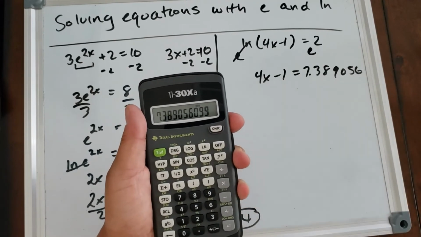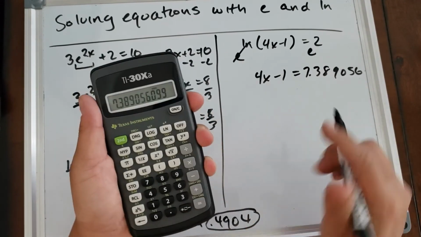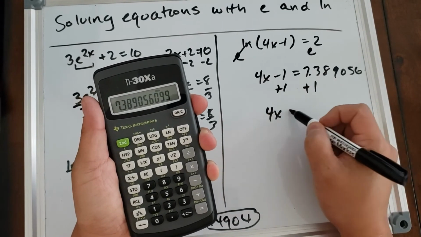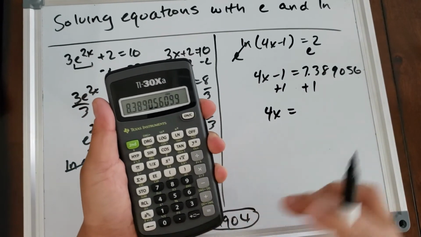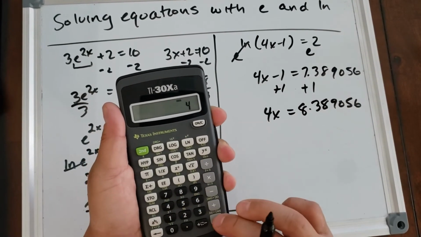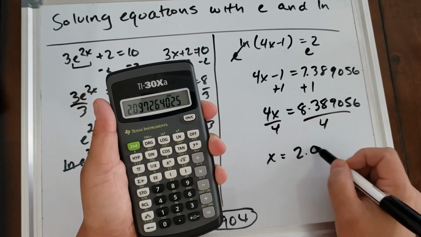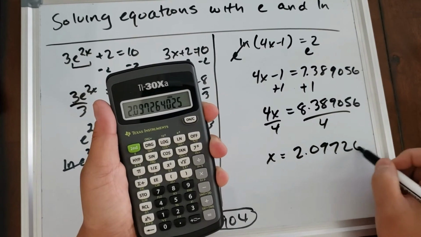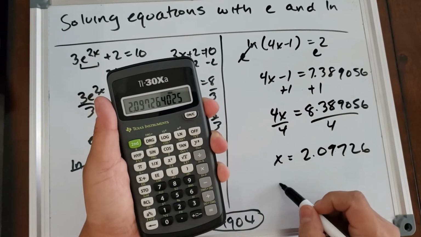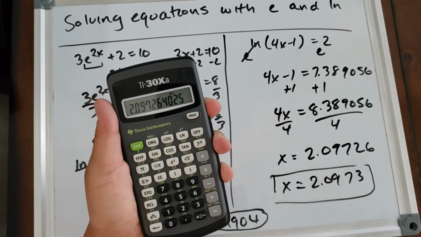So that's going to be 7.389056. So again, before we do our final solve, I want 6 decimal places. Then to solve this, normal solve, I'm going to go plus 1, right? So 4x equals, I'm just going to click plus 1 in the calculator. Don't retype that number in. That's 8.389056. And then I hit divided by 4. So divide by 4, because that's how you'd solve that. X equals 2.09726. Again, I go 1, 2, 3, 4. That fifth number is 5 or more, so I'm going to add 1 to this. So x is going to equal 2.0973, okay? And that's what I want as an answer.